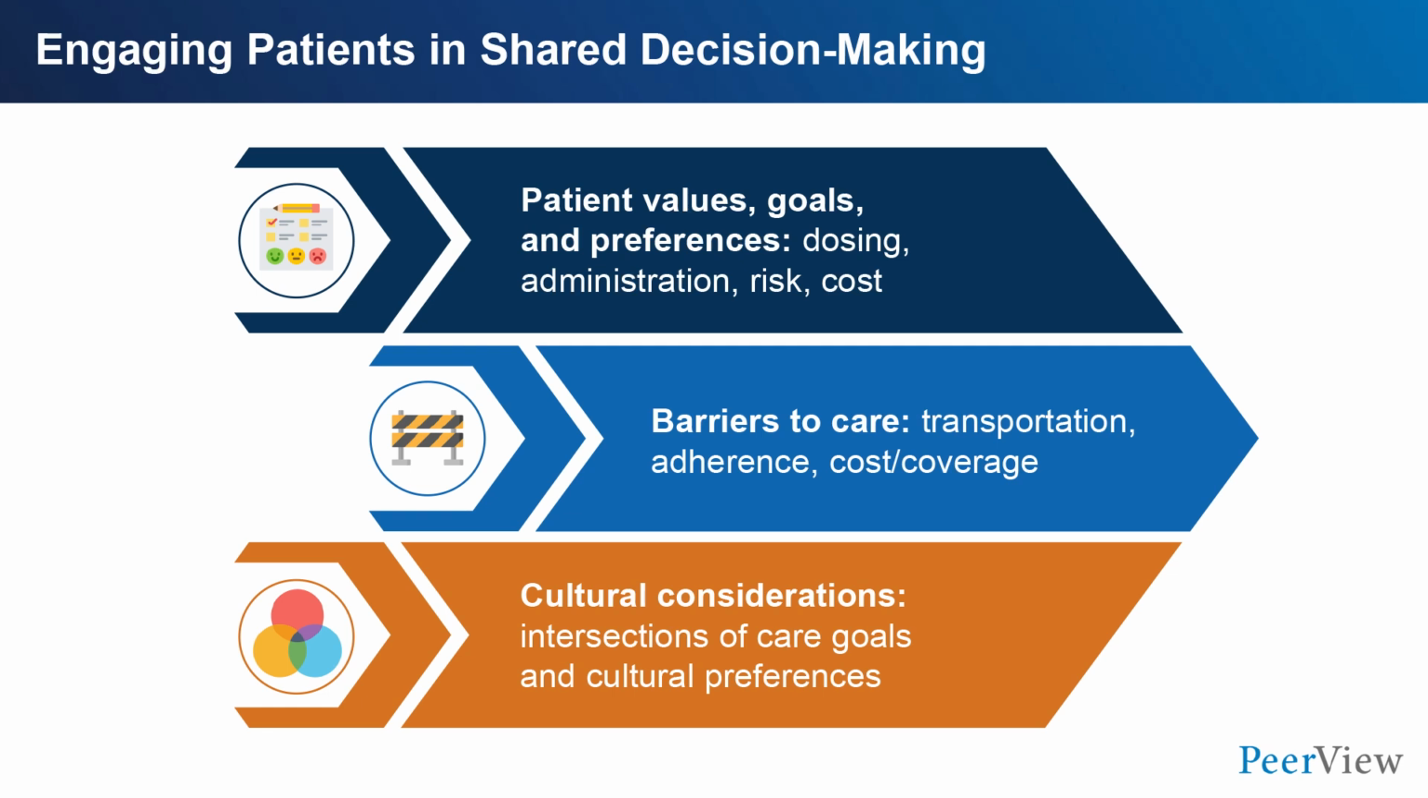Are there barriers to care, transportation, adherence, again, cost and coverage? And what are the cultural considerations that you have to give to these patients? Is there intersection of care goals and cultural preferences? So these are all things that should come out in your conversation with patients, really with any treatment for alopecia areata, but particularly so for JAK inhibition.